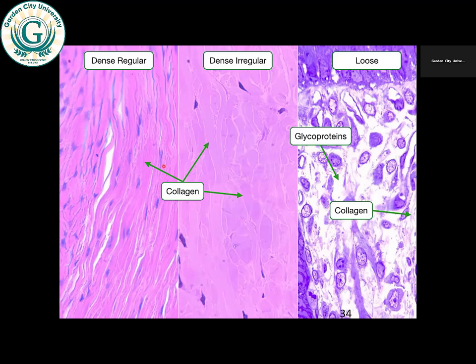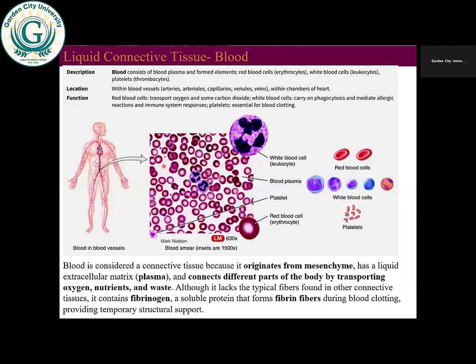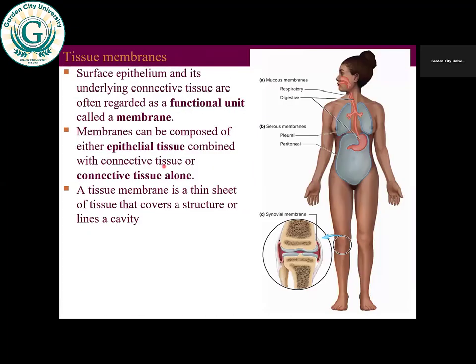So we are saying that our organ is made up of tissue types. Now, pay attention to this. We are going to look at what we call tissue membrane. A membrane is an epithelium and or connective tissue functioning as a functional unit.